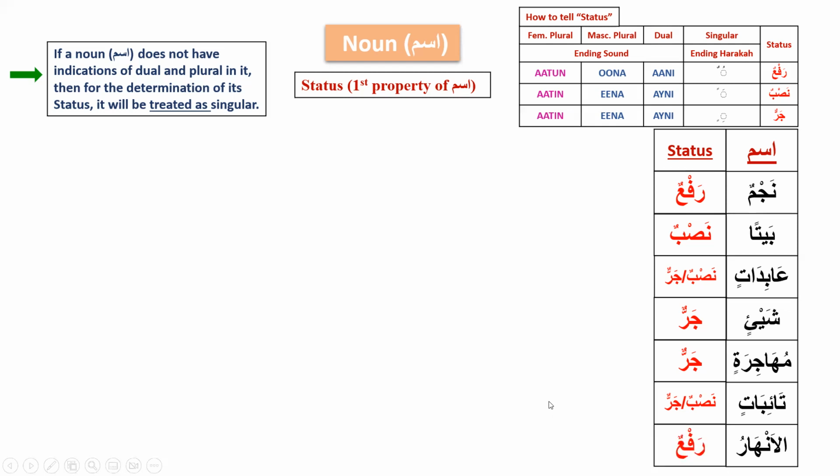So we treated this word as if it was singular, because it didn't have the signs we were looking for. I'm just saying this now, but actually it is a plural. Anhar means rivers. But for determination of status, we will treat it as if it was singular. So good job. Thank you, Brother Mia Hamid.